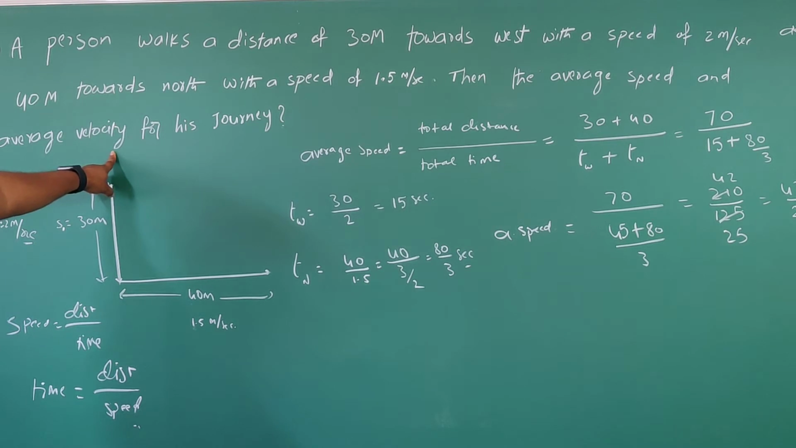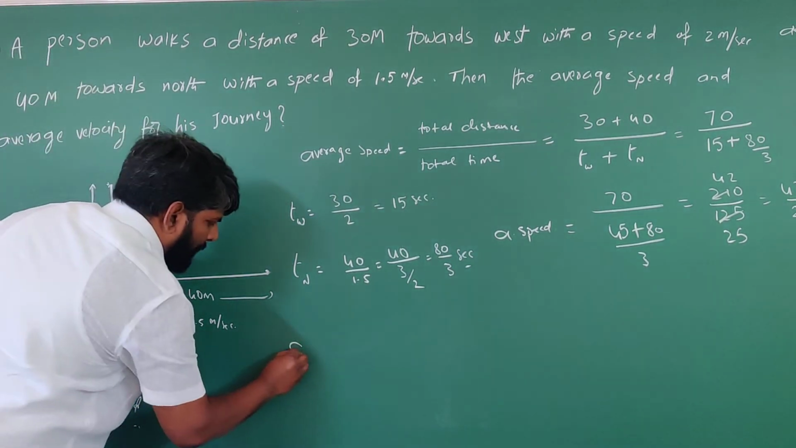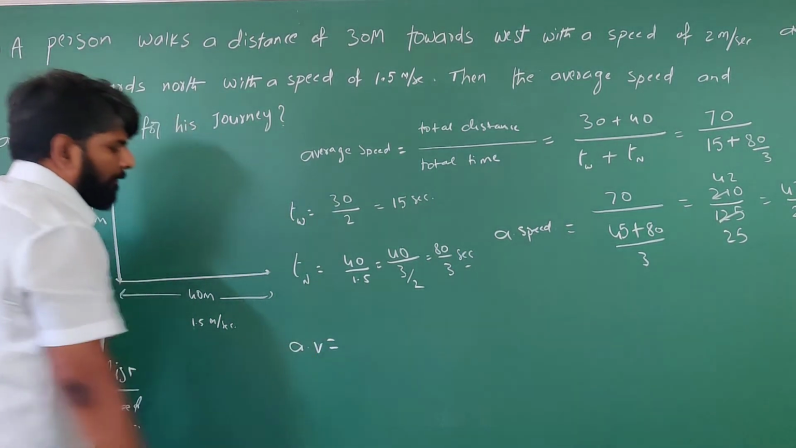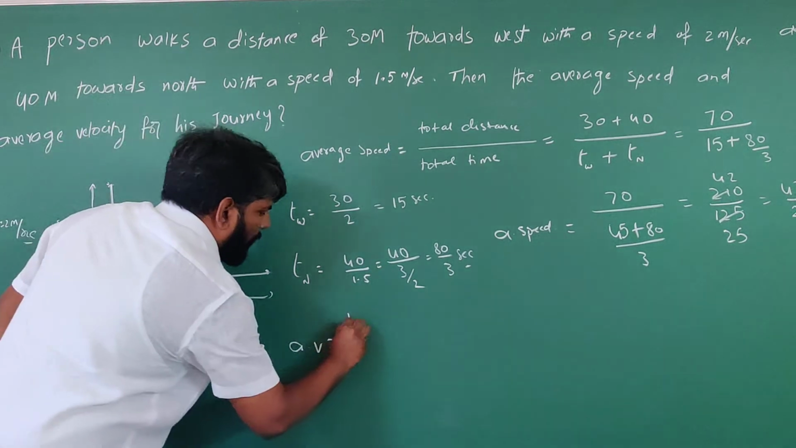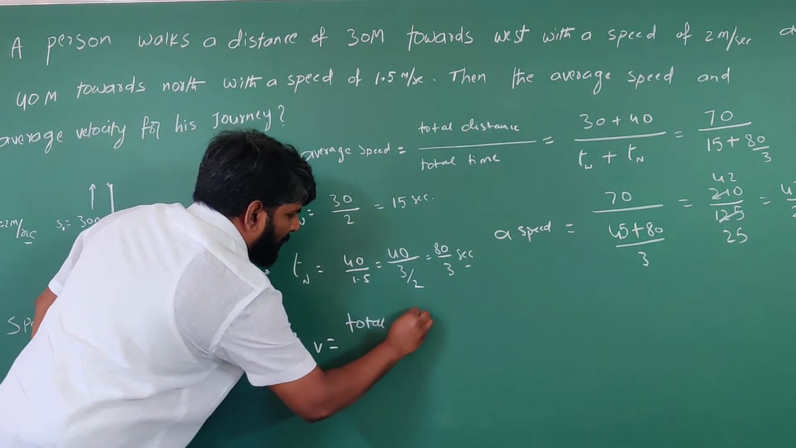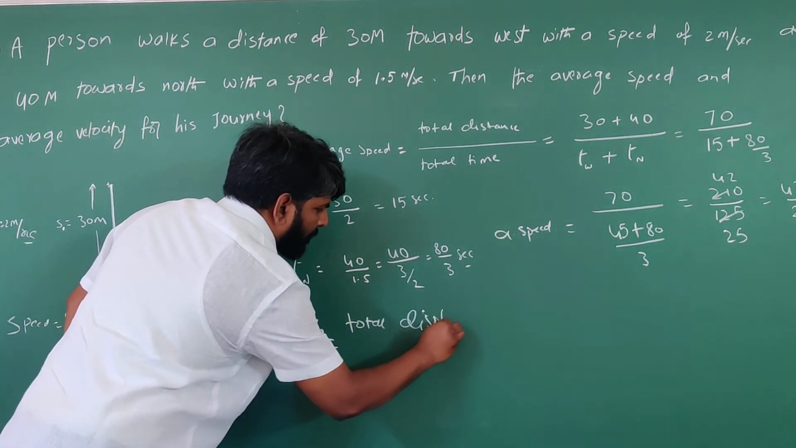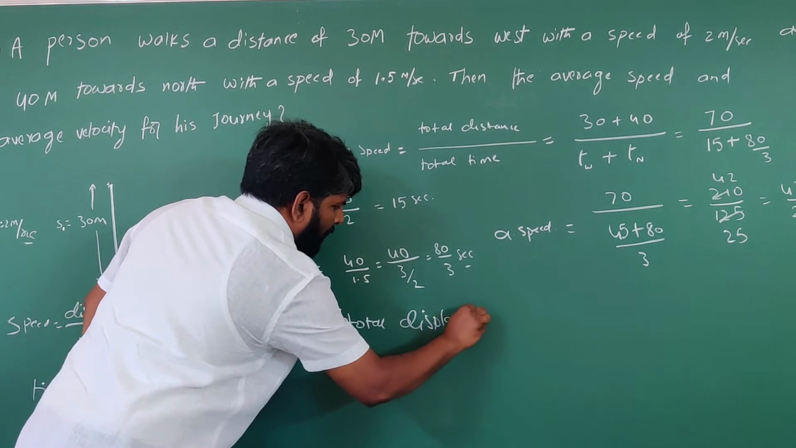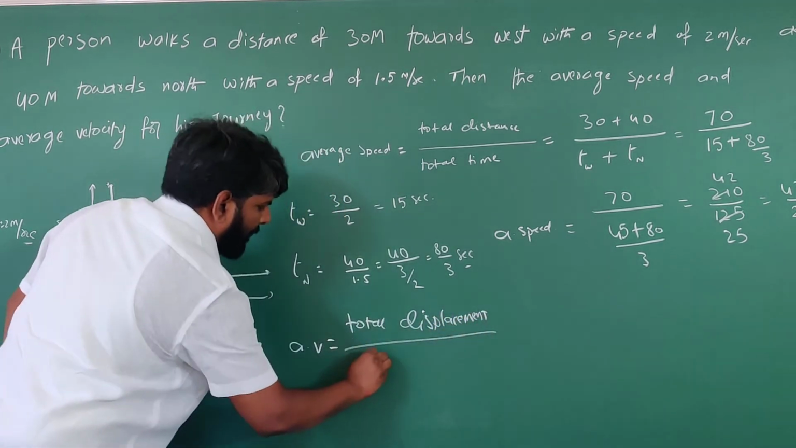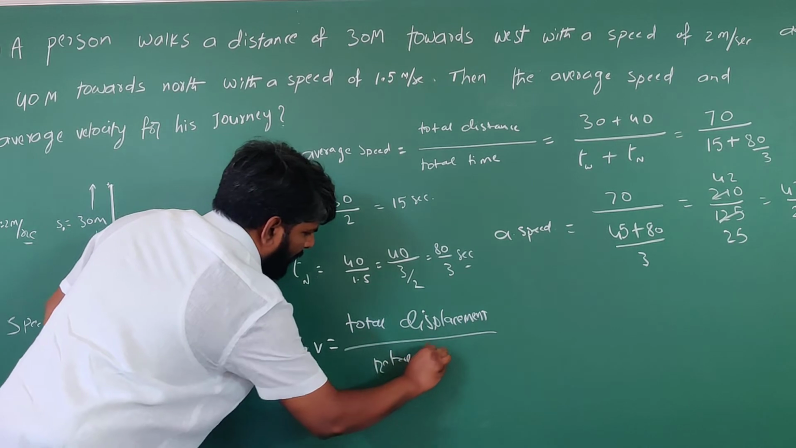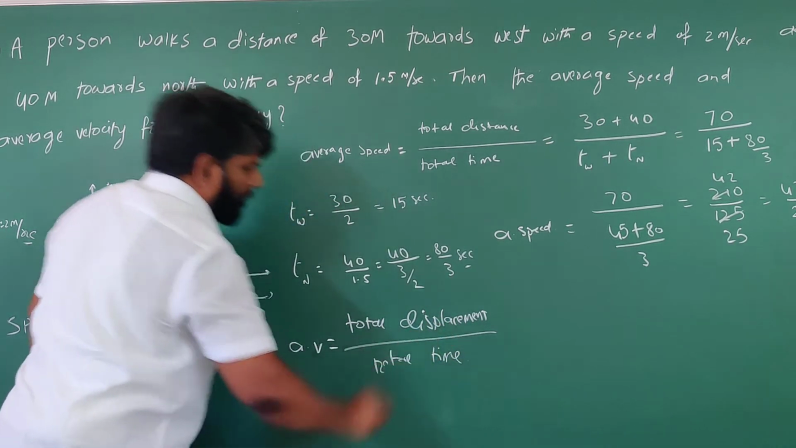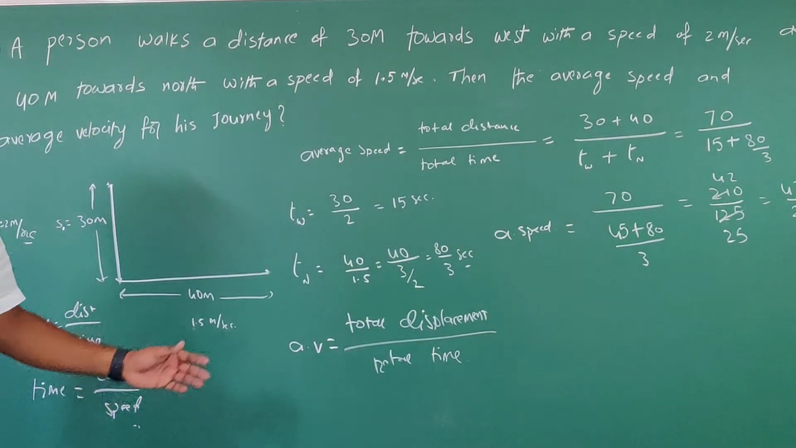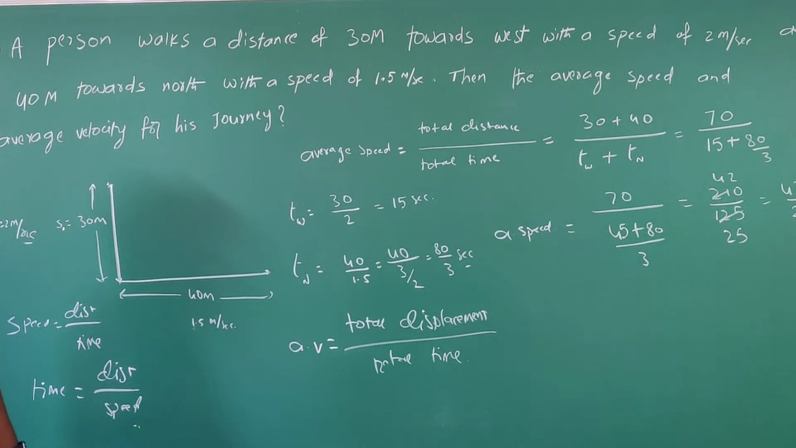Average velocity. So observe here, students. Average velocity means, what is the formula? Total displacement by total time taken. Total displacement by total time taken.